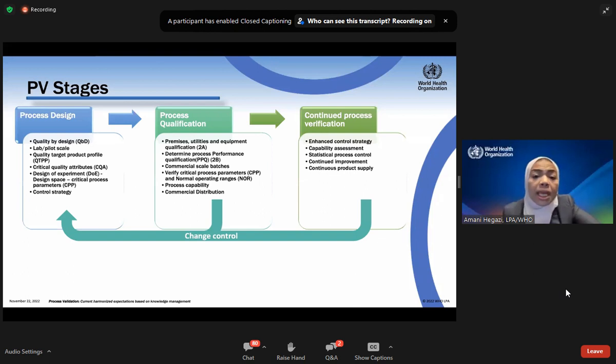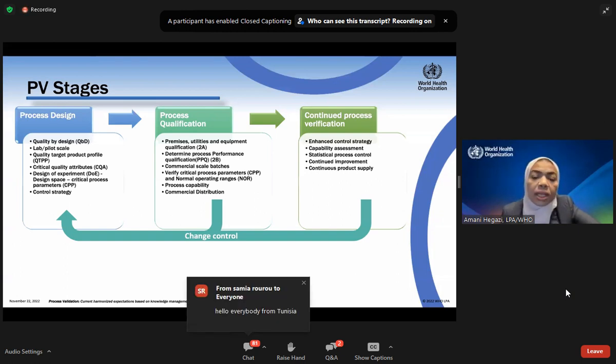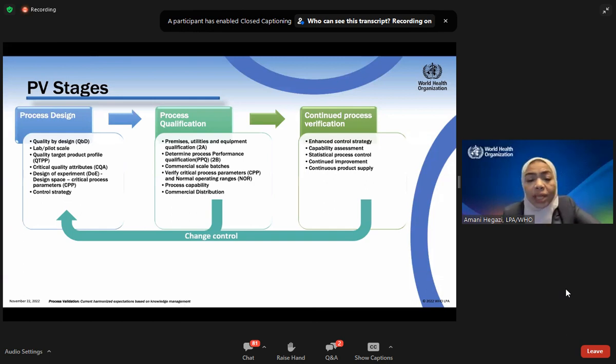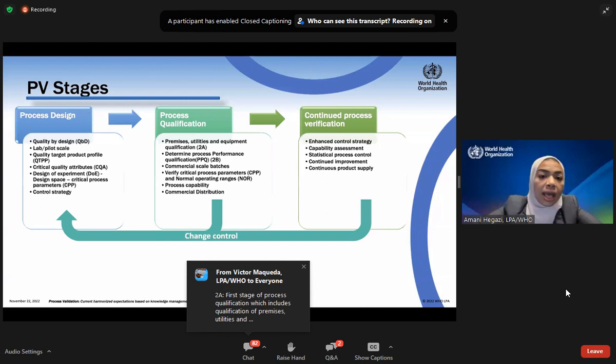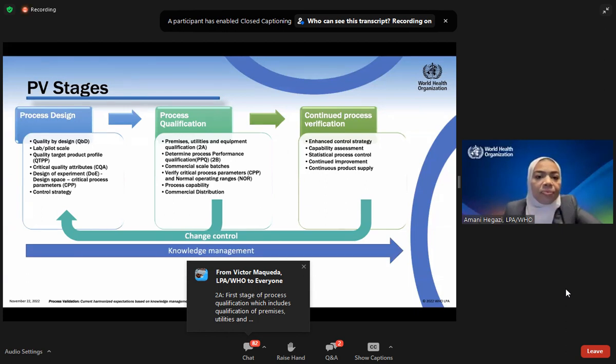Tech transfer is another example. So maybe in a very well-established process, in continued process verification, technology transfer will take place. That change may trigger us to repeat process validation if there is similarity between the sending unit and receiving unit, or we may go back to the process design if there are major differences between both facilities. So it's an ongoing process and not a one-way.